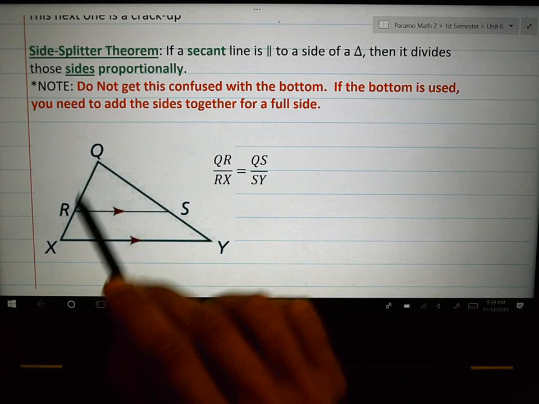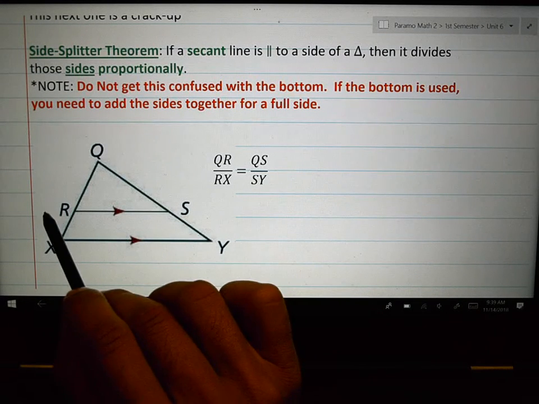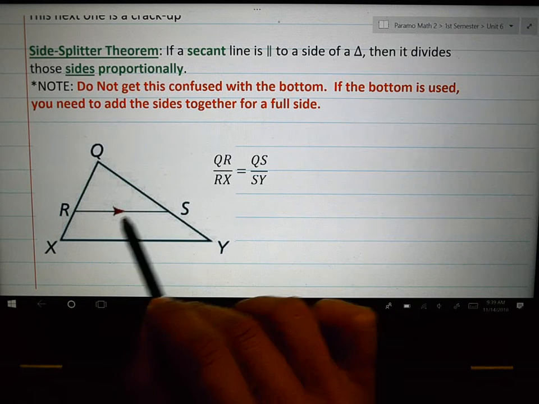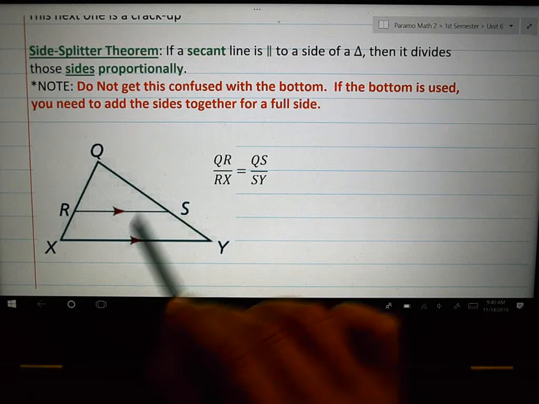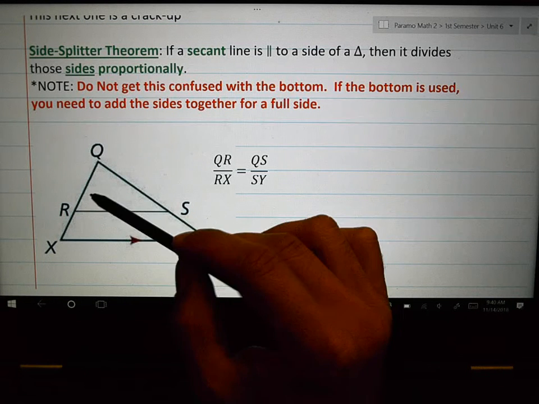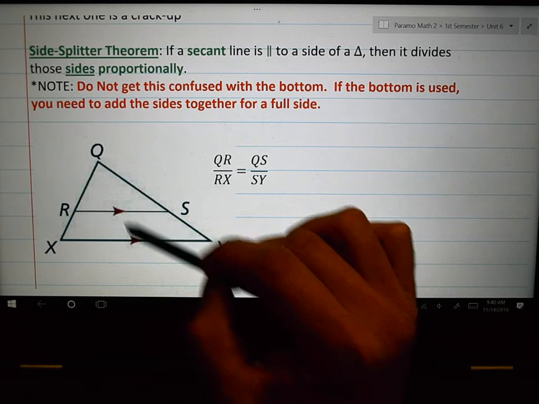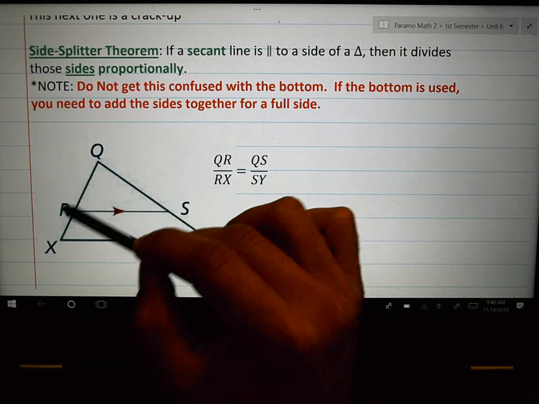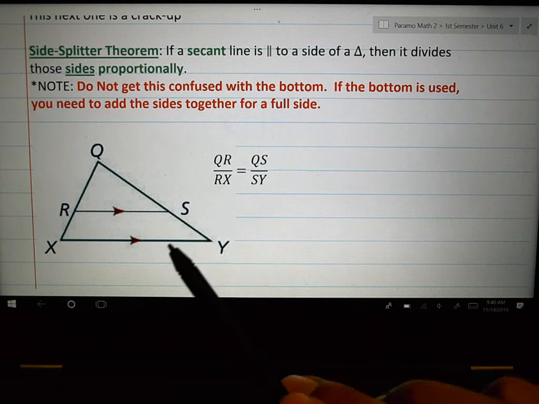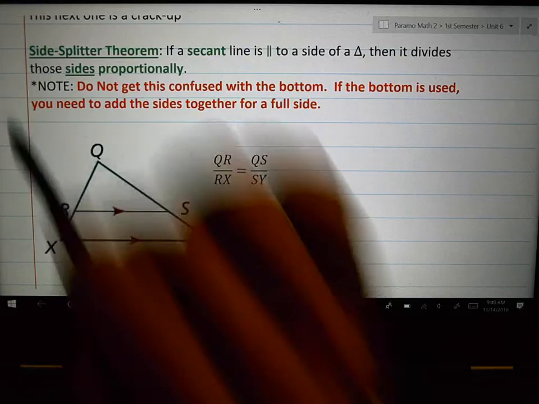Anyhow, the side splitter theorem says if there's a line that goes through a triangle and it is parallel to the side of a triangle, then it divides those sides proportionally, meaning that if I cut this triangle and these are parallel, then this over that will equal this over that. It only works for the sides.